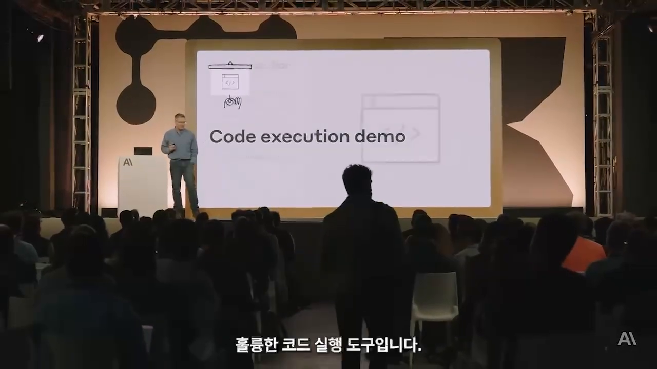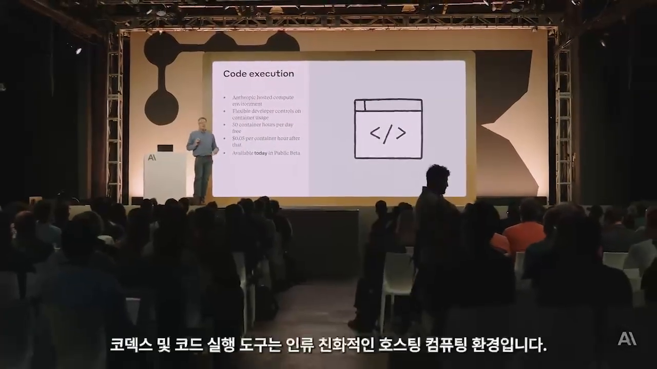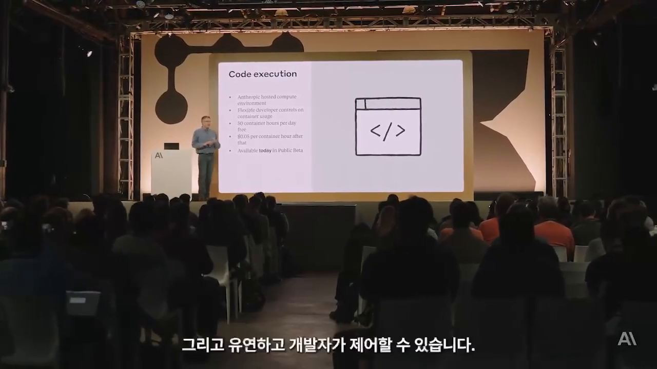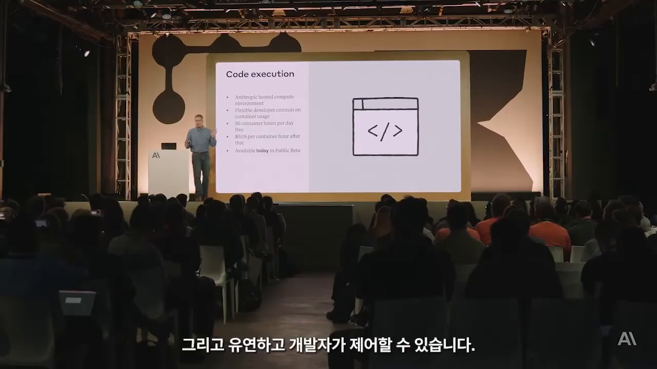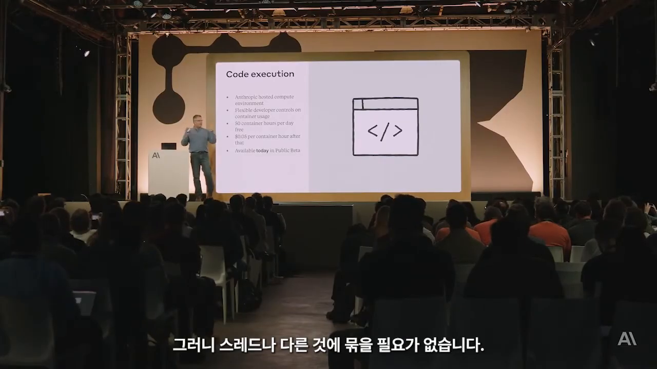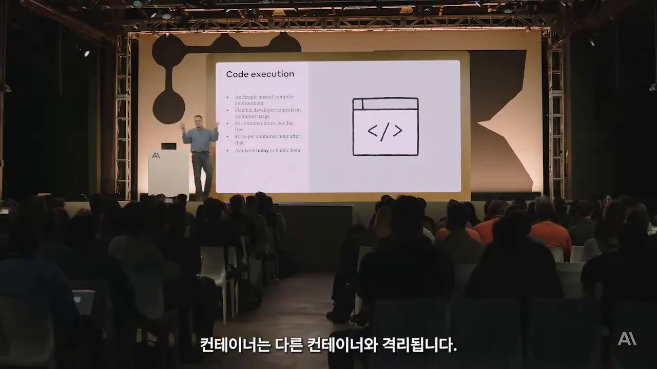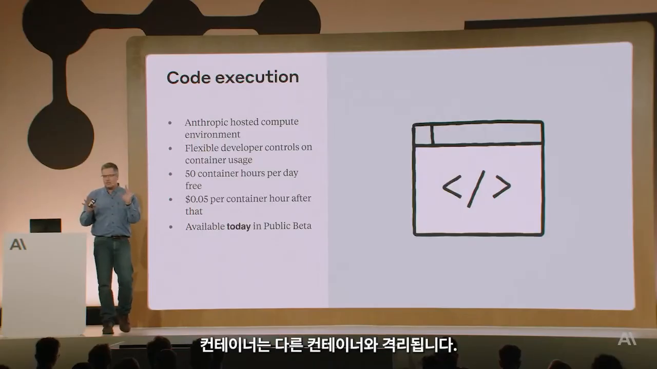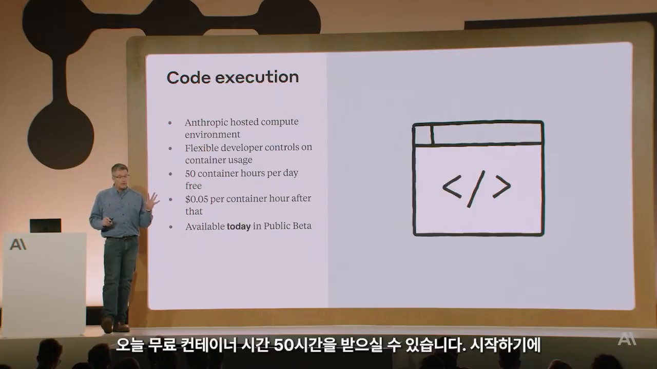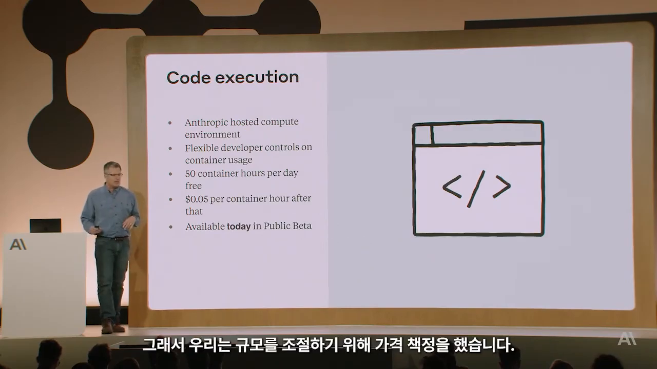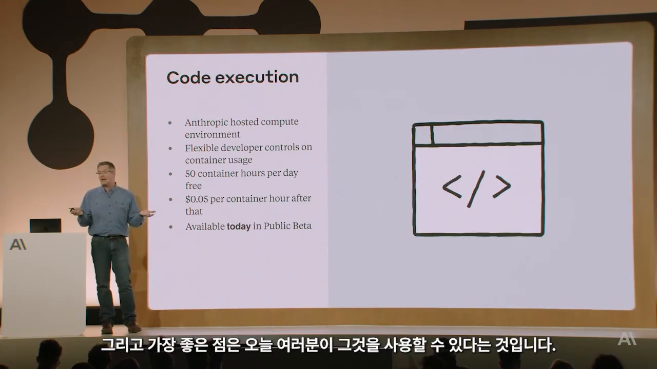Great, code execution tool. The code execution tool is an Anthropic-hosted computing environment. And it's flexible and developer-controlled, so you don't need to tie to threads or whatever. You can control which request goes to what container, and your containers are isolated from everybody else's. And you get 50 free container hours today, which is a good amount to get started. And then we'd love to scale with you, so we have some pricing to let that scale. And the best part is that it's available for you to use today.